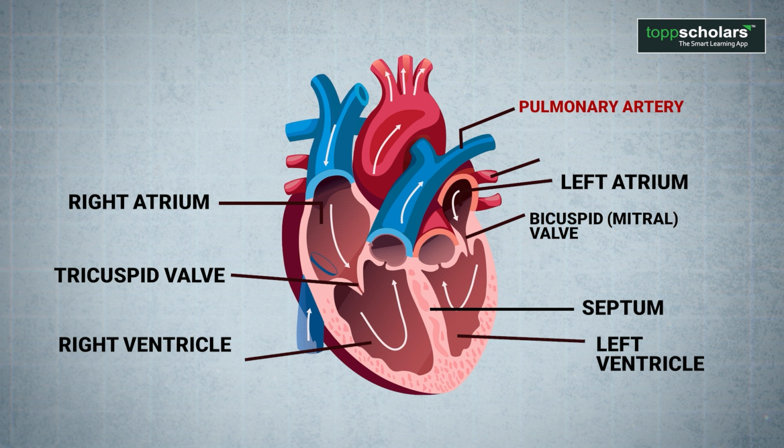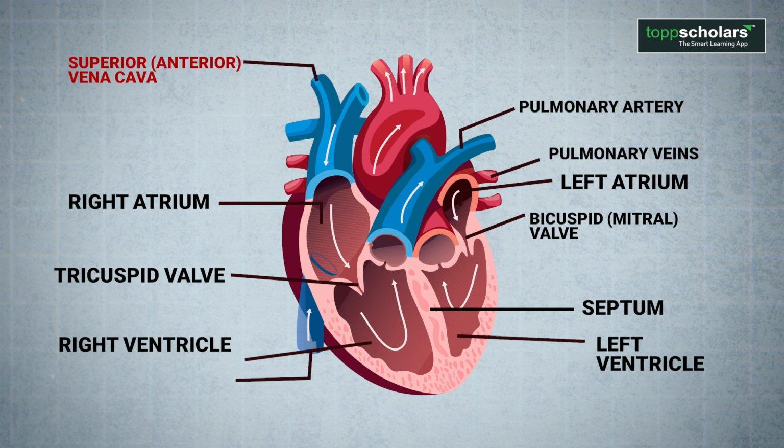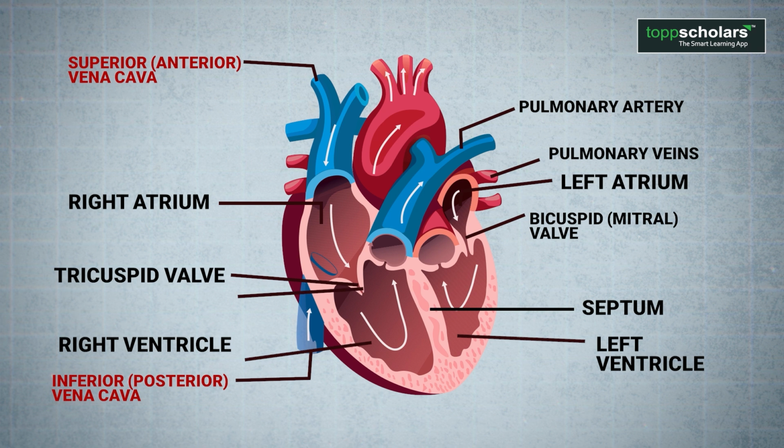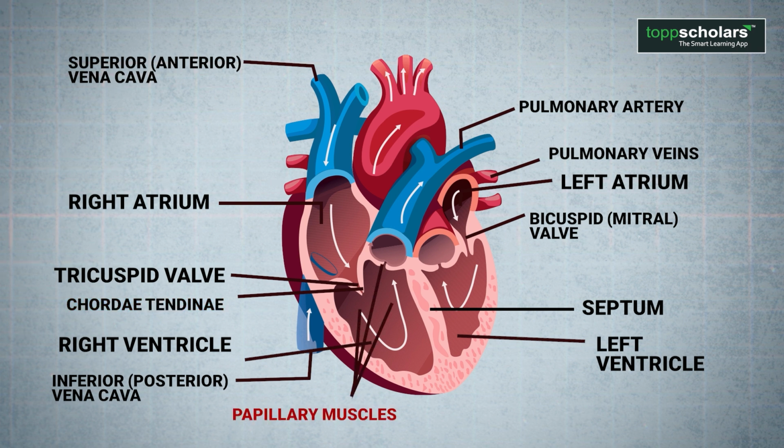Then comes the pulmonary artery and pulmonary vein. Pulmonary artery carries deoxygenated blood from the heart to the lungs, while the pulmonary vein carries oxygenated blood from the lungs back to the heart, completing the pulmonary circuit. Then comes the superior and inferior vena cava. They are the 2 largest veins in the body, responsible for returning deoxygenated blood from the upper and lower parts of the body, respectively, to the heart's right atrium. And then comes chordae tendineae. They are actually fibrous cords that connect the heart's valve leaflets to the papillary muscles.